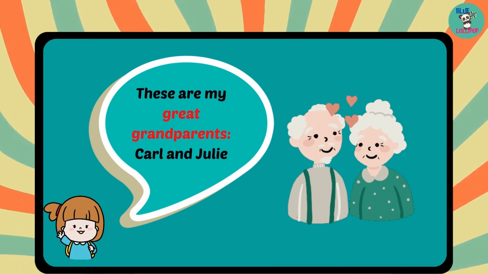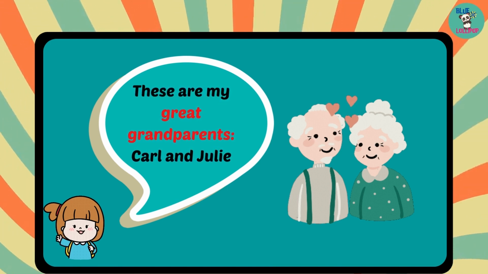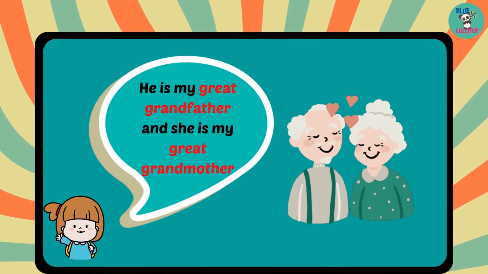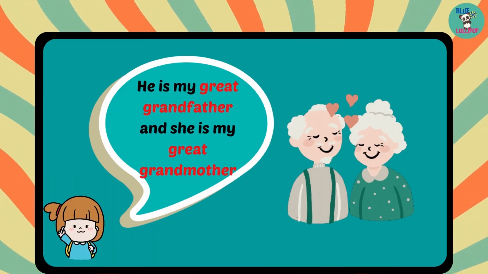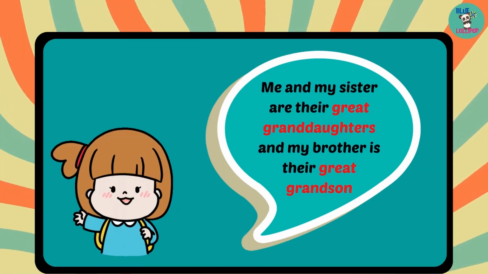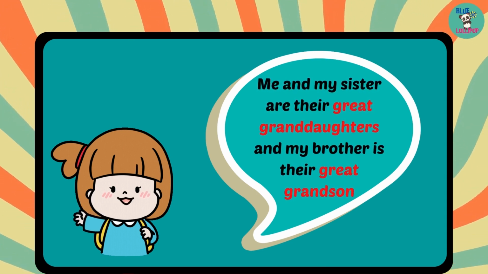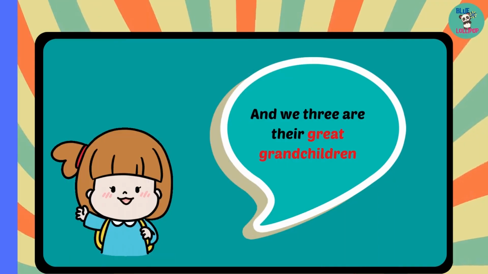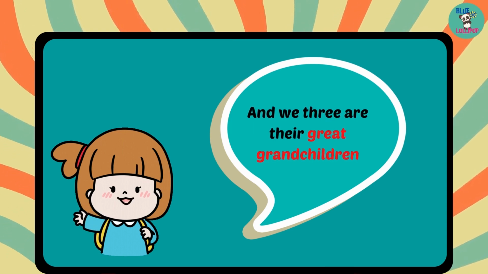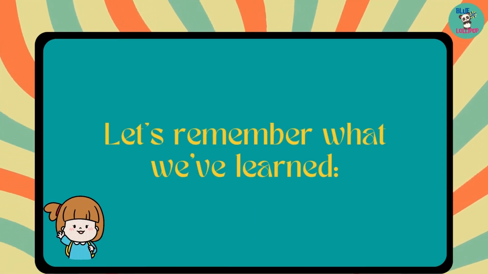These are my great-grandparents, Carl and Julie. He is my great-grandfather and she is my great-grandmother. Me and my sister are their great-granddaughters and my brother is their great-grandson. And we 3 are their great-grandchildren. Let's remember what we have learned.